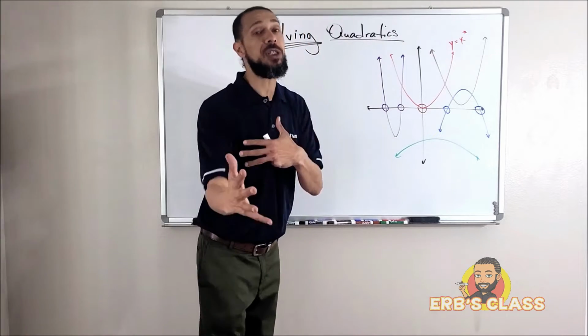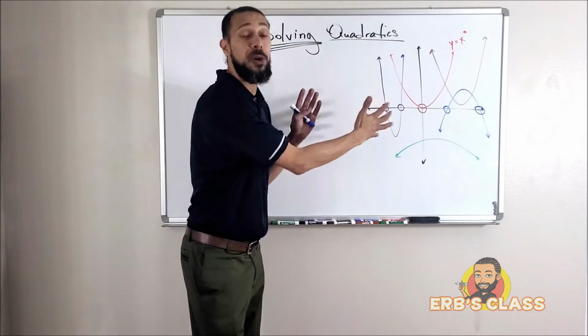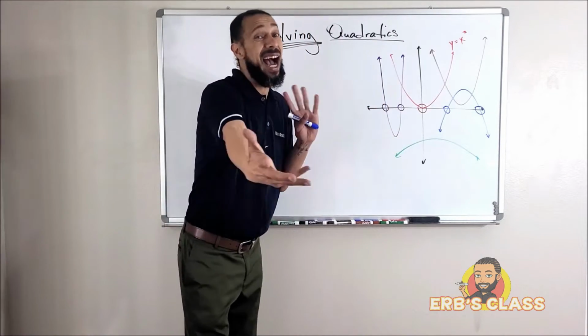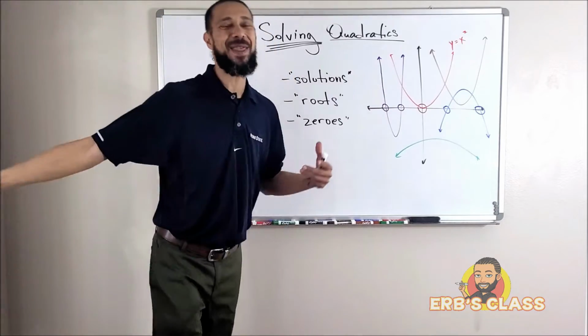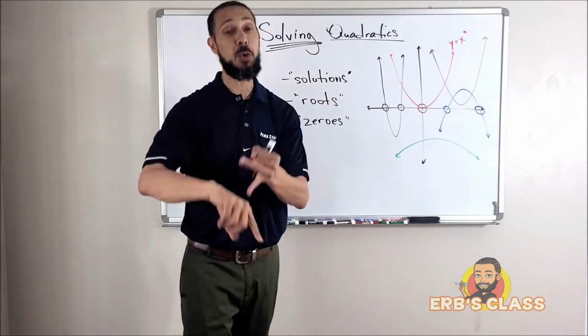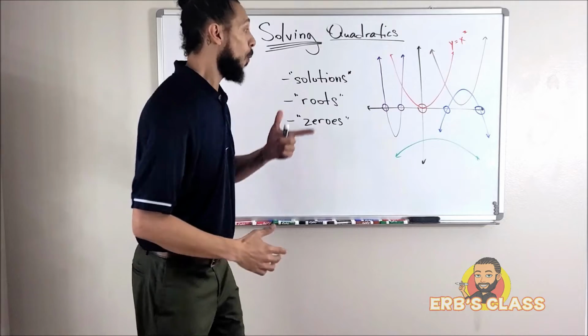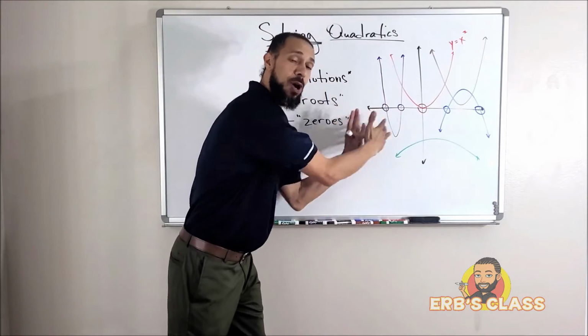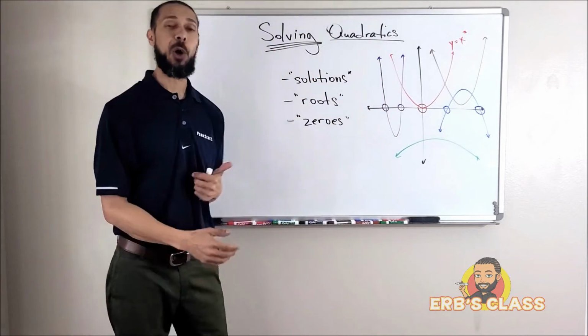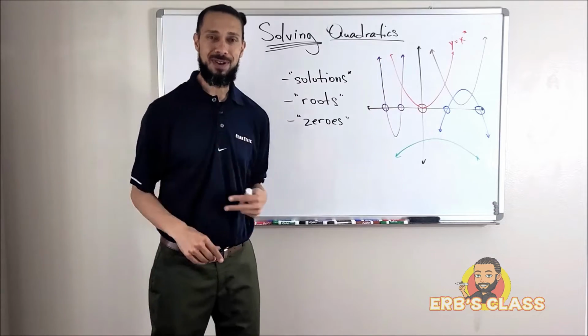Now, depending on your teacher or your textbook, those points are called different things, right? I know them as these. Yeah, those, the solutions, the roots, or the zeros. Where each one of these graphs crosses the x-axis are called these solutions, roots, or zeros.